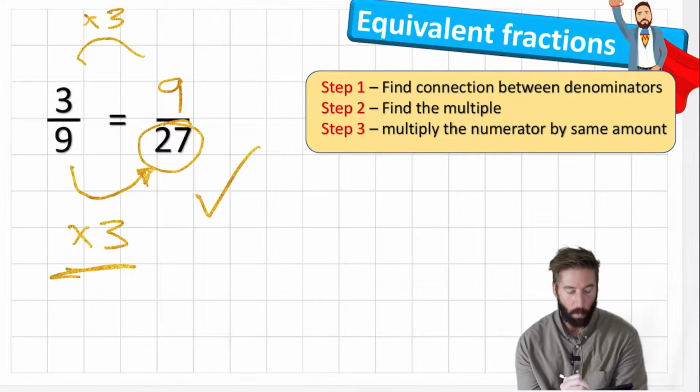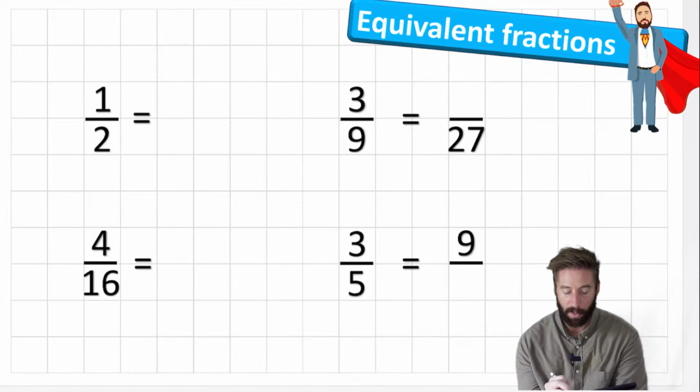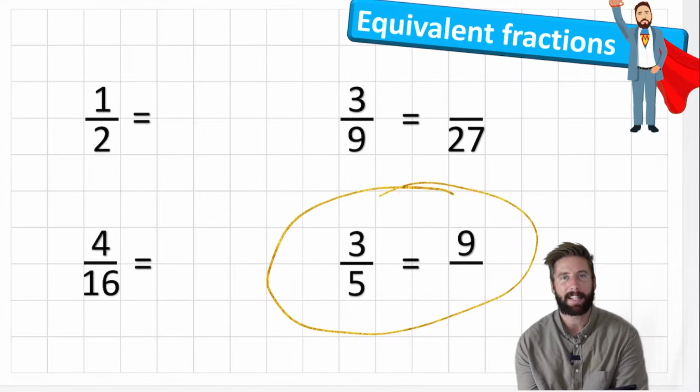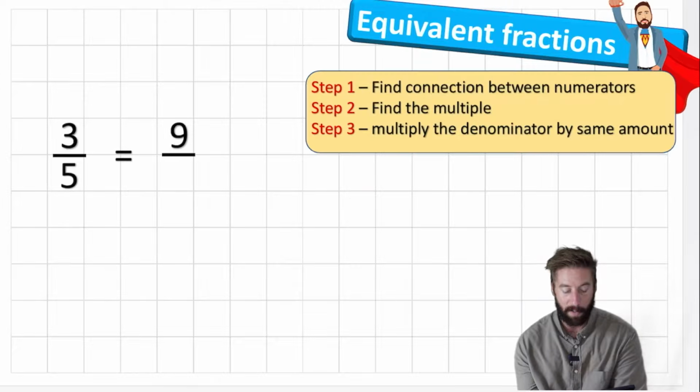Okay, let's have a look at one last one. Let's have a look at this one here. And this is slightly different. This time we've been given the other numerator, and it's a 9. So let's see what our steps for this would be. Step 1, we need to find the connection between the numerators this time. Then we find the multiple or the divisor, and then we multiply or divide the denominator by the same amount.